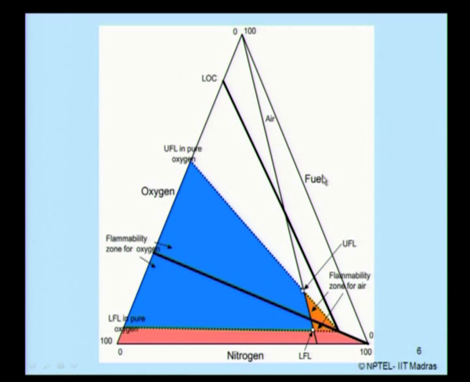Then for the fuel arm, you already know the LFL and UFL values in pure oxygen as well as in air. Let it intersect the air line and get these points, get the intersection of the stoichiometric line with that of the LOC, get the nose of the curve, and this becomes the flammability region in air, because this is my air zone. So this part is the air zone, this part is the oxygen zone. The flammability zone for oxygen is this blue one, the flammability zone for air is the red one. So if you have the oxygen concentration reduced, then the flammability region can be highly reduced.